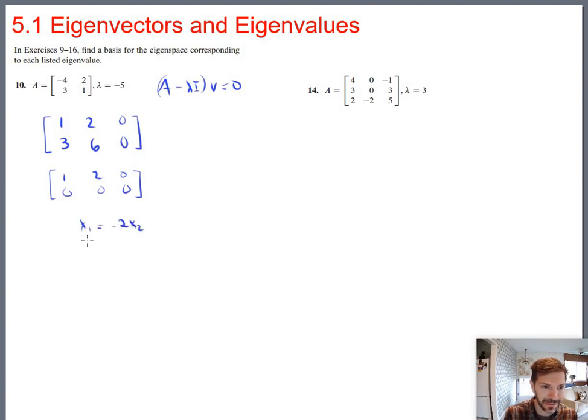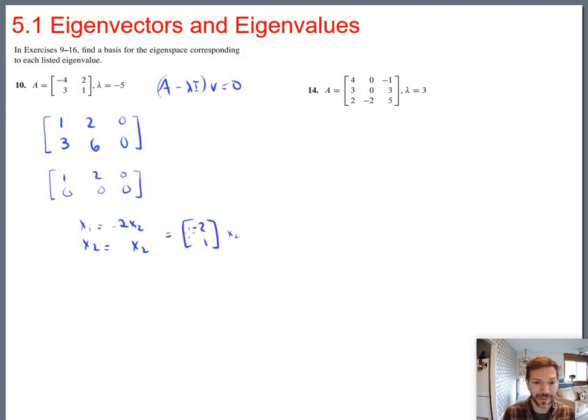This seems kind of familiar, huh? And x2 equals x2. And factoring that out, we get negative 2, 1. So there's the basis for the eigenspace. It is any multiple of negative 2, 1. So it is the span of negative 2, 1. So it is a vector space, particularly it's an eigenspace. And the basis vector is negative 2, 1.